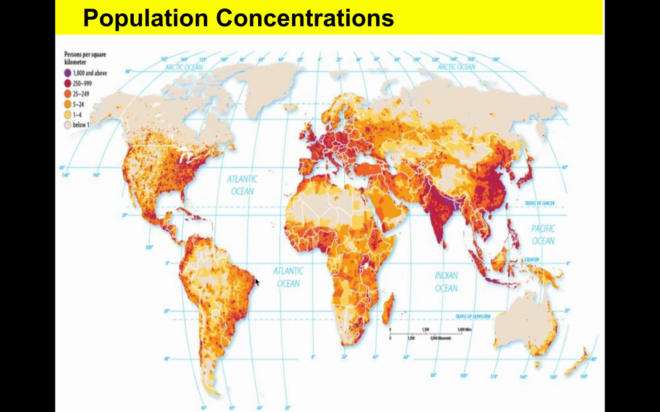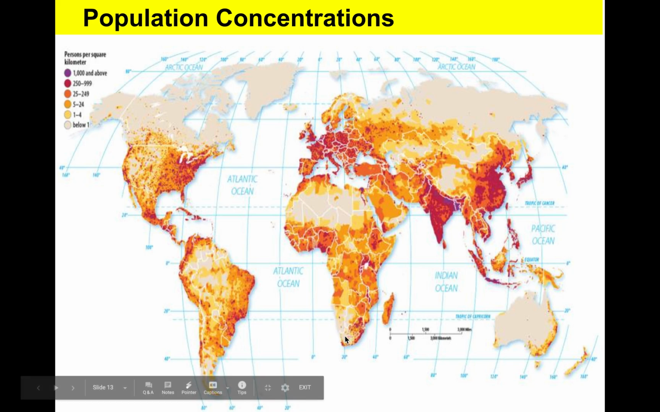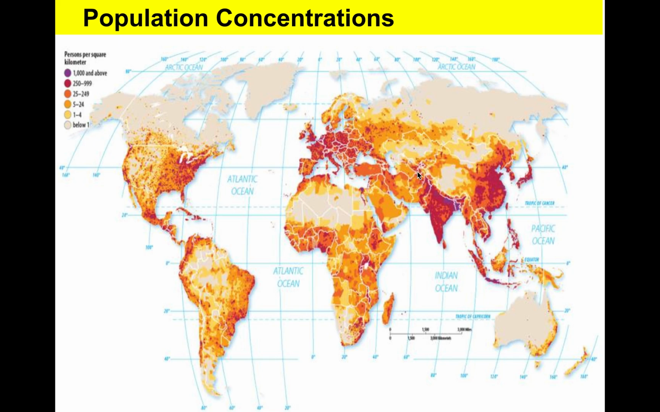When we look at too hot, that is going to be the Amazon rainforest right here. And then also down here in South Africa. Too hot, and then highlands will be, here's the Himalayas, or Himalayan mountains, and then the Atacama Desert right through here.